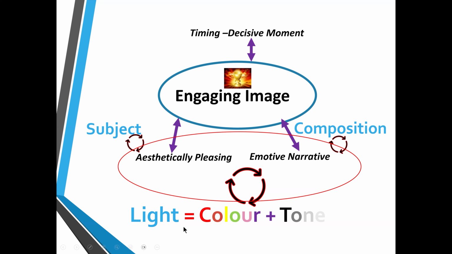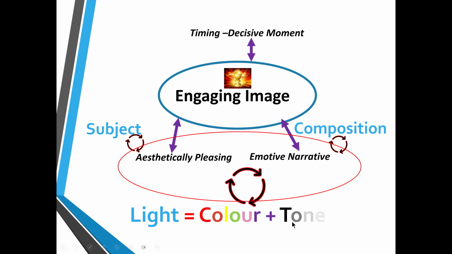And I have always said to you that light is in fact the most important component of a photographic image, because photography is about painting with light. And what light is made up of is colour and tone. And we explored all the different emotive and aesthetically pleasing aspects of different colours last year.